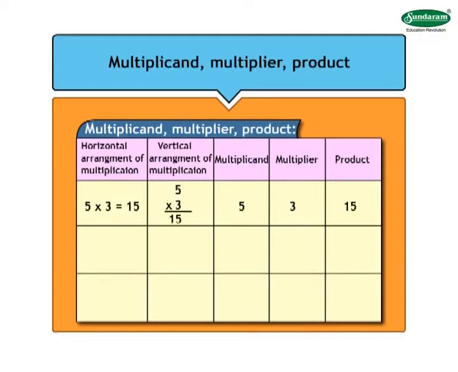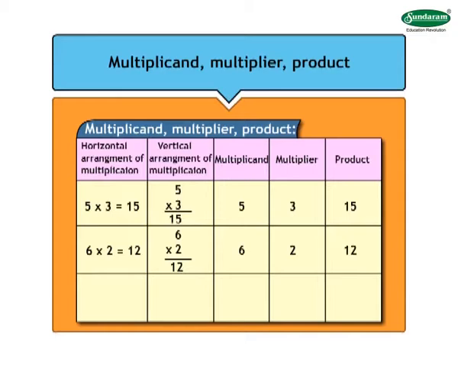Let us consider another example. 6 into 2 is 12. Here we multiply 6 by 2. This means we say the 6 times multiplication table up to 6 twos are. So, 6 is called the multiplicand and 2 is called the multiplier. When we say the 6 times table up to 6 twos are, we get the answer 12. Therefore, 12 is called the product.